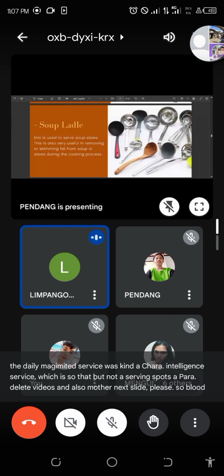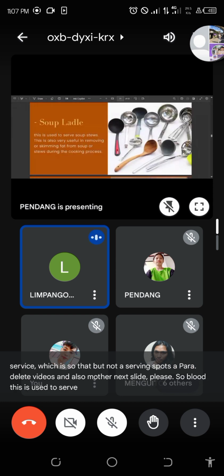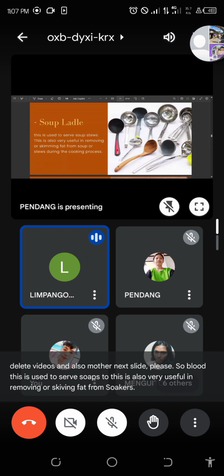Soup ladle. This is used to serve soups and stews. This is also very useful in removing or skimming fat from soup or stews during the cooking process.